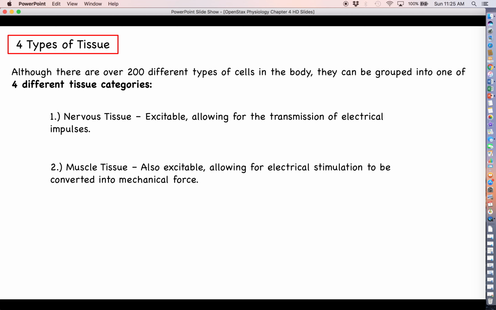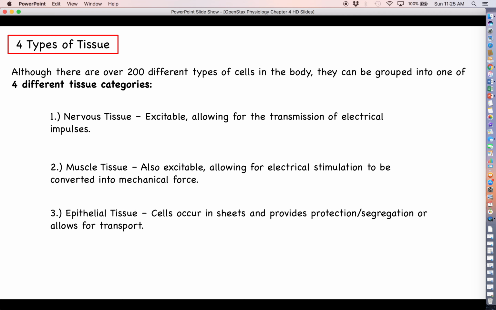Muscle tissue is also excitable. Muscle tissue doesn't actually send electrical information, but it is capable of responding to electrical stimulation that comes from nervous tissue. So muscle tissue can respond to this electrical stimulation to produce contractile and mechanical force, as we are familiar with. Epithelial tissue is completely different.